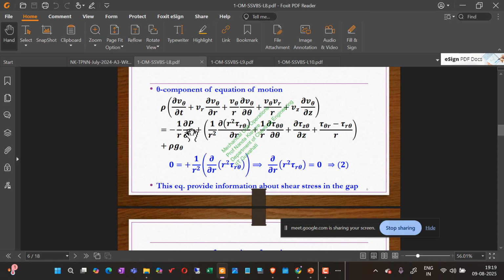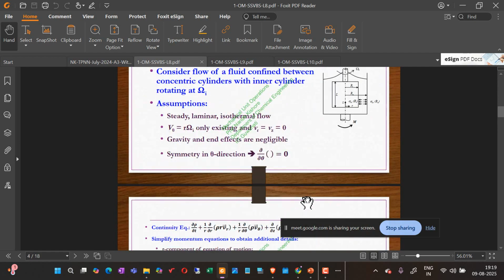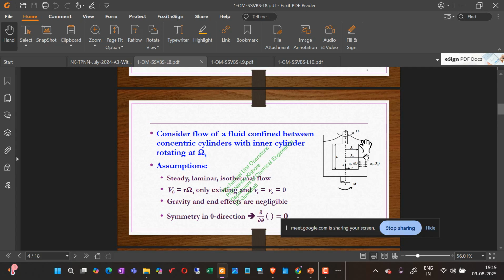And then in the theta component of the equation of motion, similarly for the theta component, you can have this steady state assumption, and then del vr by del r becomes 0. v theta will be there, but because of the axisymmetric nature, del v theta by del theta will become 0. Then you will have this coming up at the end, which is del by del r of r square tau r theta equals 0. And this will give you information about the shear stress in the gap. In which gap am I talking about? In this gap, which is between the static cylinder, the outer cylinder, and the rotating cylinder, the inner cylinder.